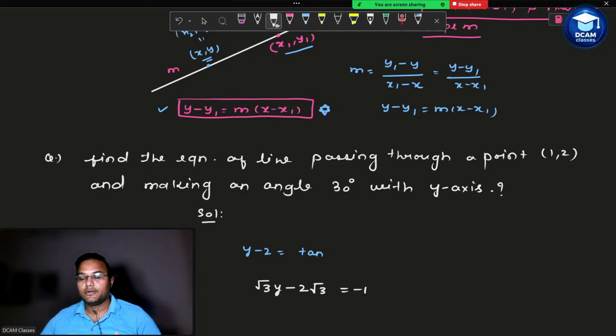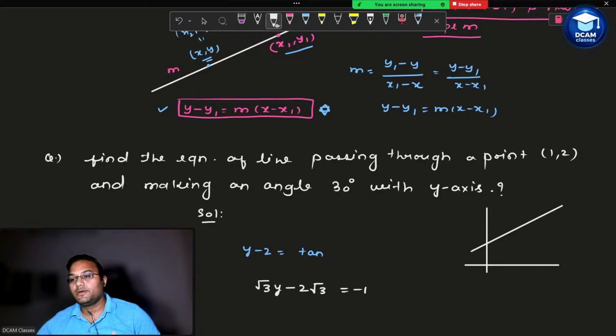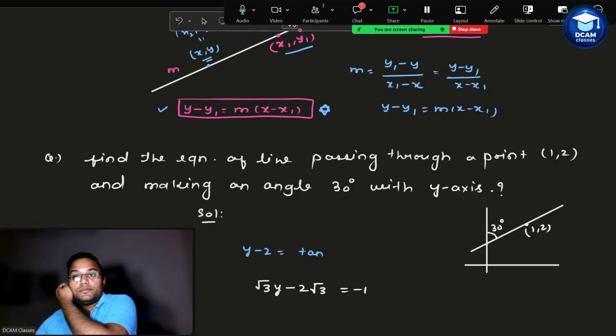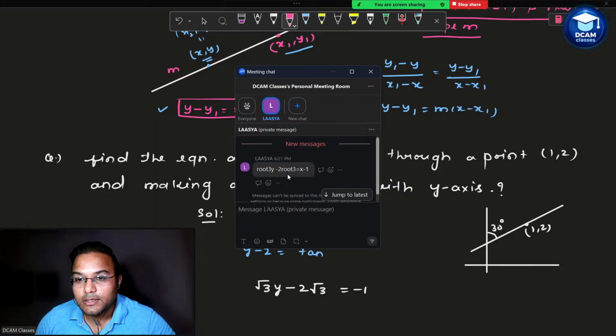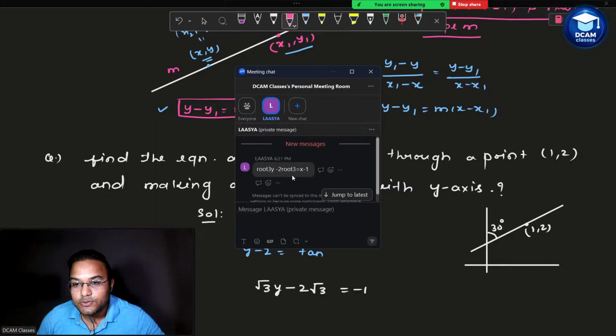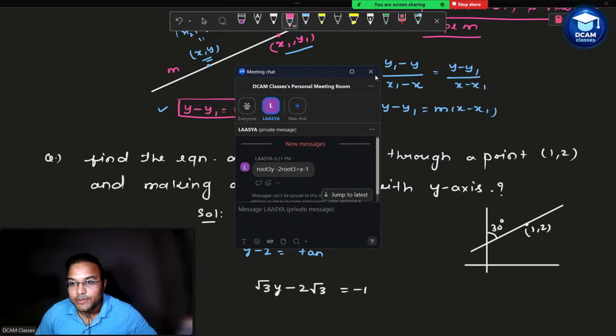No, you cannot. See, they said your line is passing through 1 comma 2 as a point. This is 1 comma 2, and it is making an angle of 30 degree with the y-axis. But for slope, you know. Acha. Yes. Root 3 y minus 2 root 3 is equal to x minus 1.